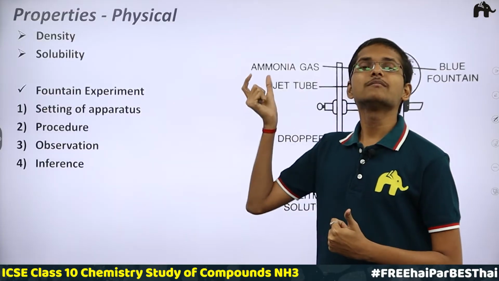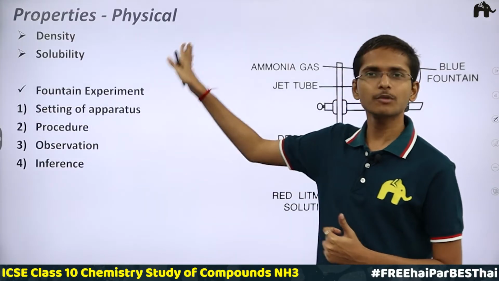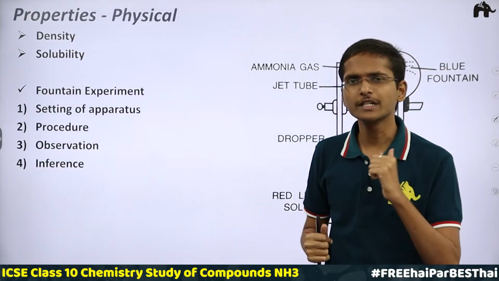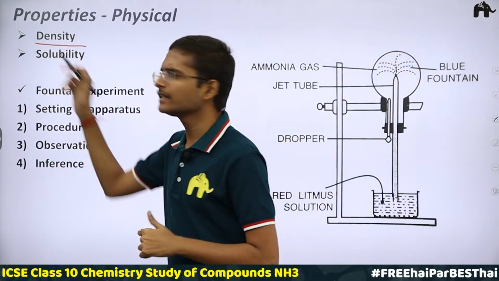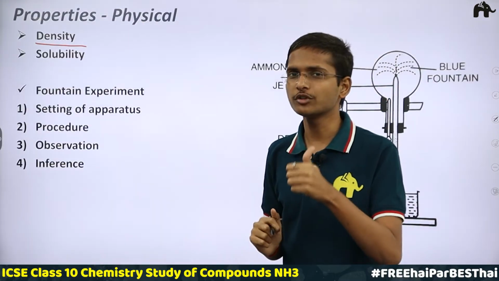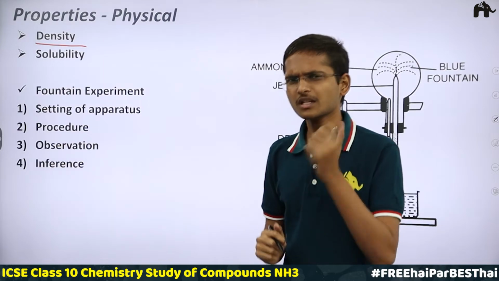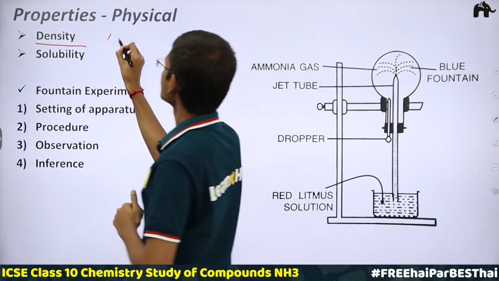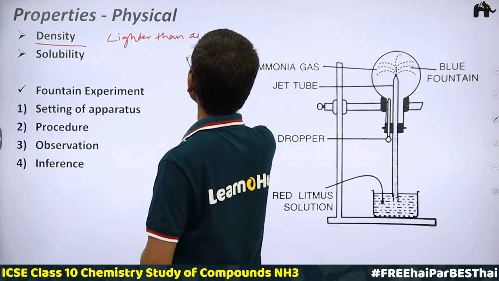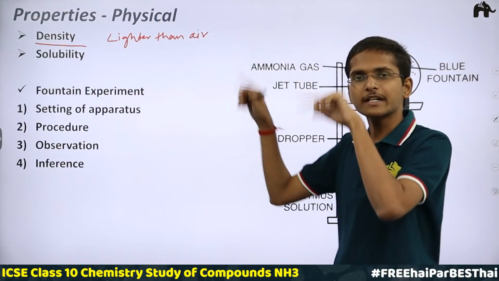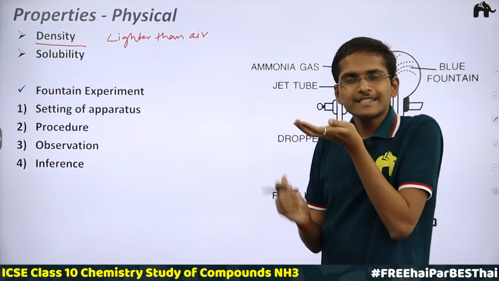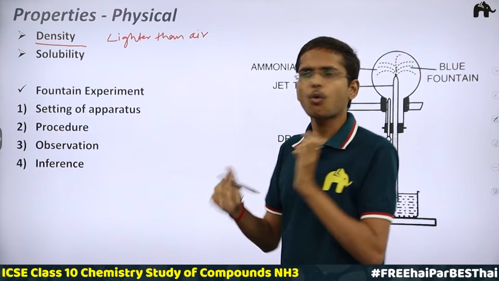Now moving on to the properties of ammonia, starting with physical properties. We have to only study 2 physical properties, simply density and solubility. Out of that, density we have already studied from the lab preparation of ammonia using ammonium chloride. I have already told you that ammonia is lighter than air. That's why it displaces the air downwards, or we are collecting it through upward delivery. This means simply that ammonia is less dense than air.